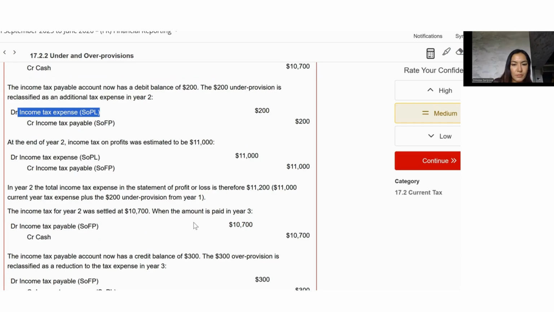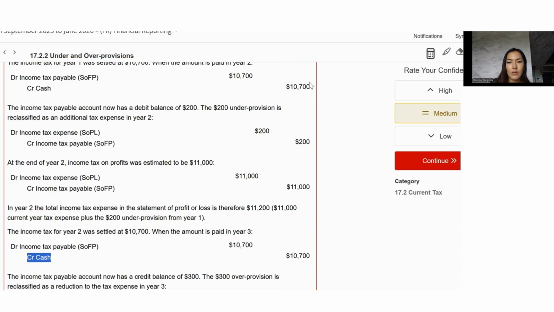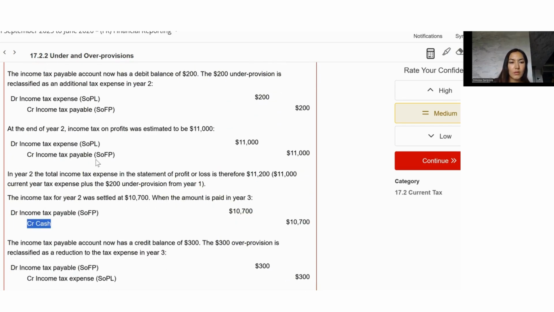So what happened here? Now, in the year, total income tax expense in the statement of profit or loss is 11,200, because of this and this charge, right? And the income tax for year 2 was settled at 10,700. Now, for the second year, settled when the amount was paid in year 3. This amount was paid in year 3, in cash.